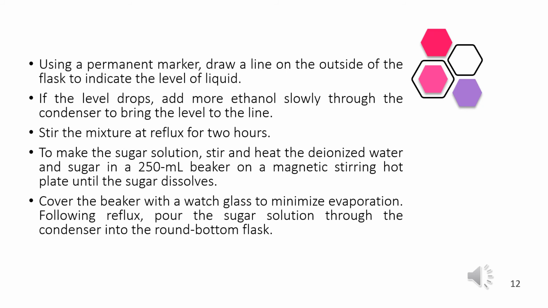If the level drops, add more ethanol slowly through the condenser to bring the level to the line. So, how do we bring the solution to the level of the line? If the level of the mixture drops, we will add further ethanol to this mixture. When the ethanol is added through the condenser, it will bring the level to the line.